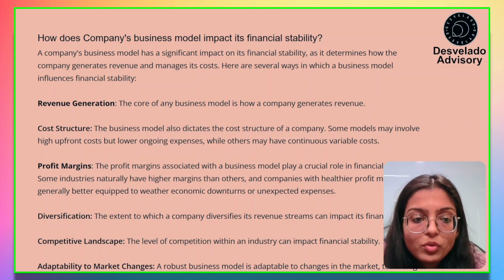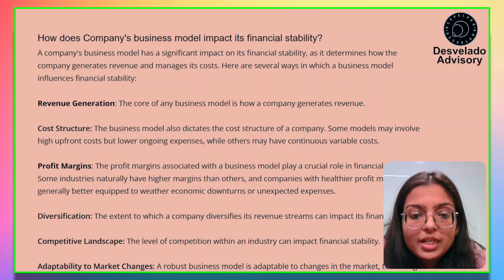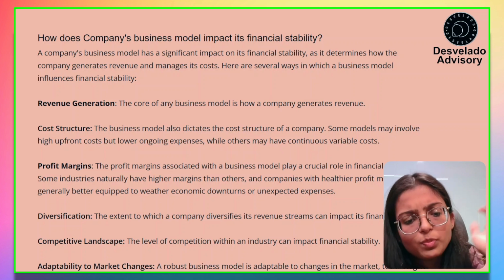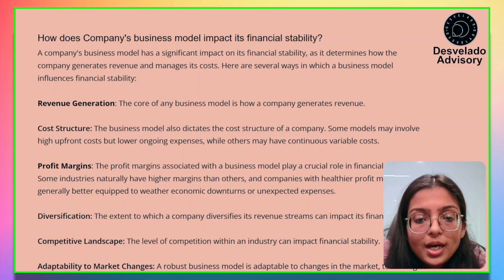And then it's also very important to have a diversified portfolio, as if a company has only been generating revenue from just one stream, then that can expose it to more losses than a company which has a diversified portfolio. Then competitive landscape is also important. The level of competition within an industry can impact financial stability. Adaptability to market changes means that companies better equipped for unforeseen circumstances have a robust business model that's adaptable to changes in the market. Now we can also talk about diversification of revenue.